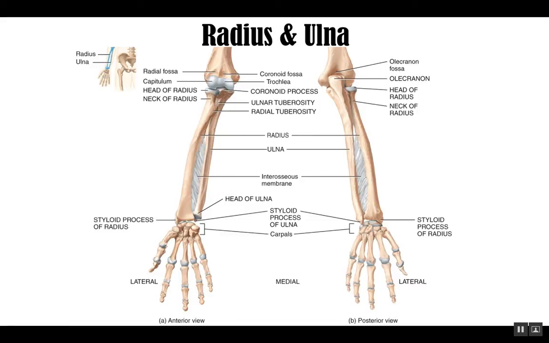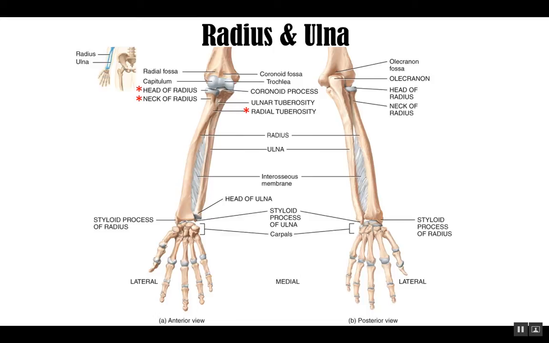The head of the radius has a neck, the neck of the radius. Just distal to the neck of the radius, there's another tuberosity, a rough surface, known as the radial tuberosity. The radial tuberosity is an attachment site for your biceps brachii muscle. That biceps brachii muscle allows elbow flexion. When you bend your elbow, that is primarily done using your biceps brachii muscle.